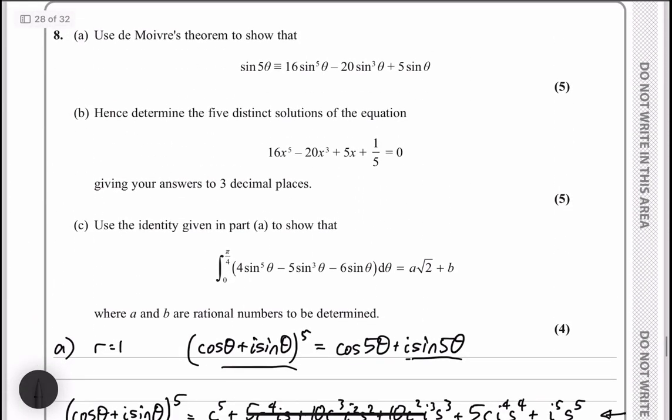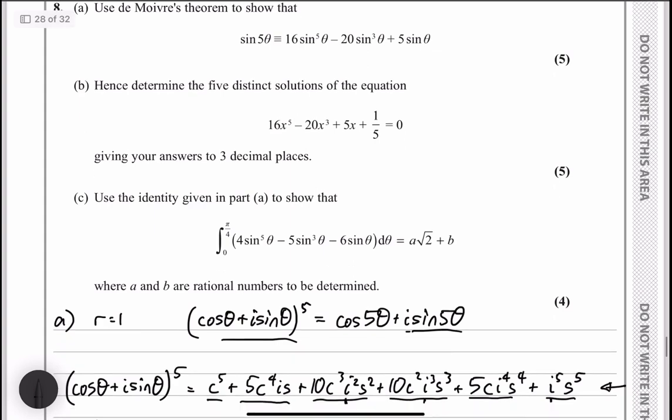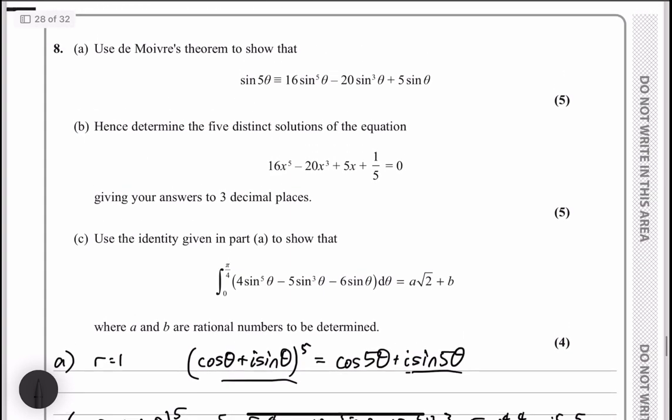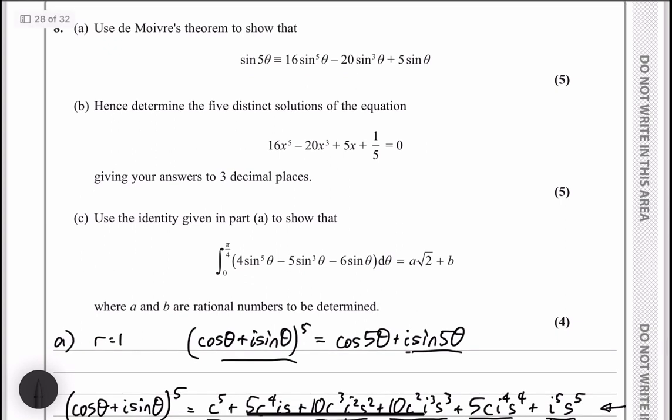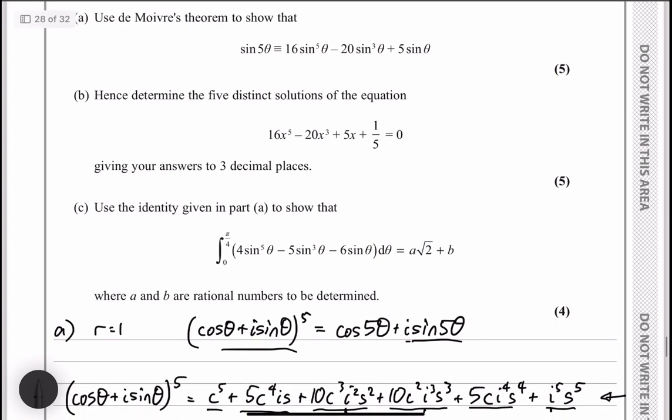Oh, there's a part C. Oh, I thought that was it. Use the identity given in part A. Oh, we've gone back to integration. Okay, so we are using the identity to integrate this, which is not quite the same. Okay, let me copy this out. The integral of 4 sine^5 minus 5 sine cubed minus 6 sine theta d theta, integrating from 0 to pi by 4.